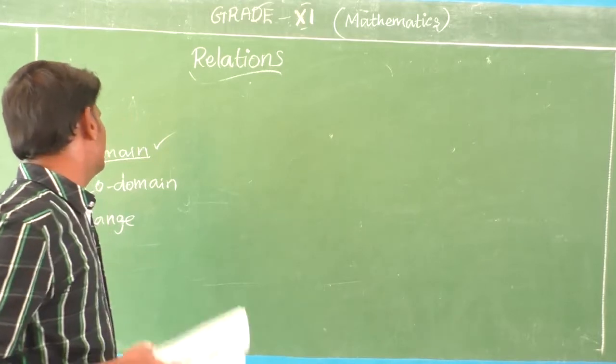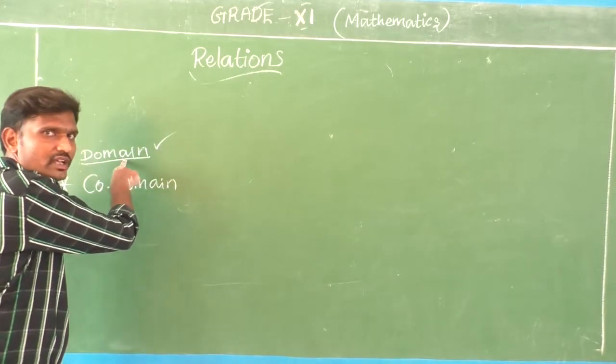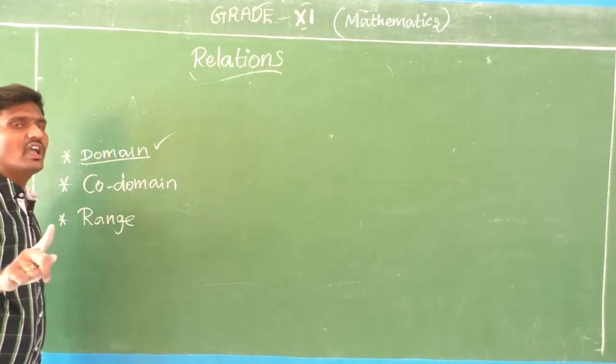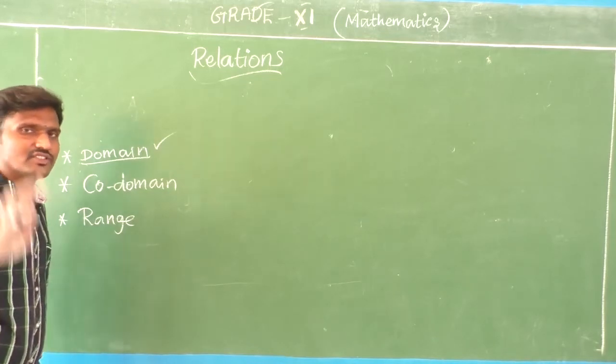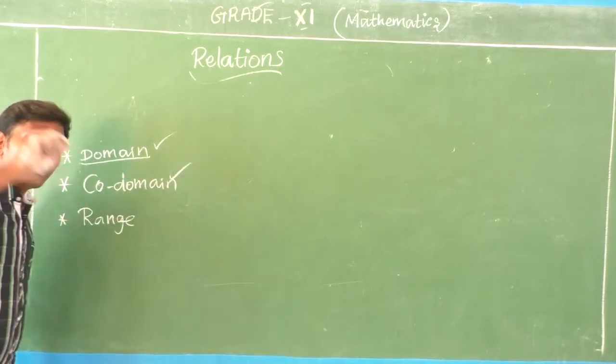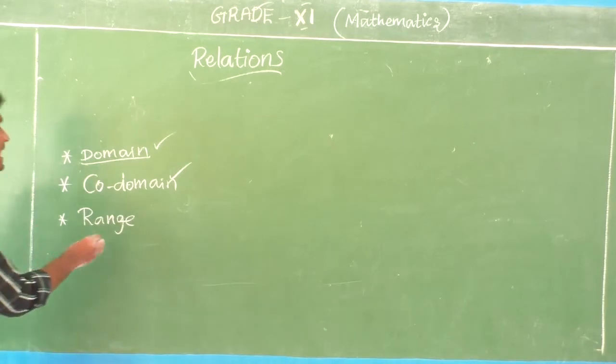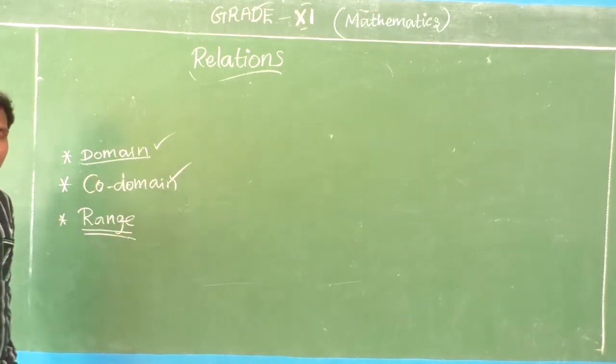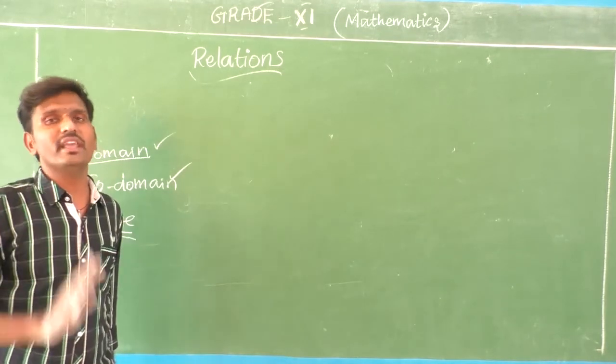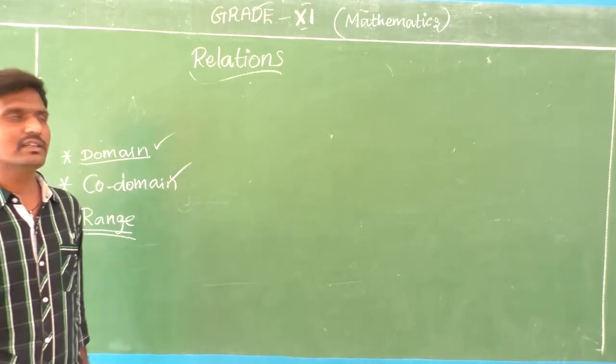Example I am going to give you. Do you know what domain means? Domain is the set of all the elements in the first set, and codomain is the set of all the elements in your second set. And range is the set of second elements, what they are mapped to. That one is called the range.